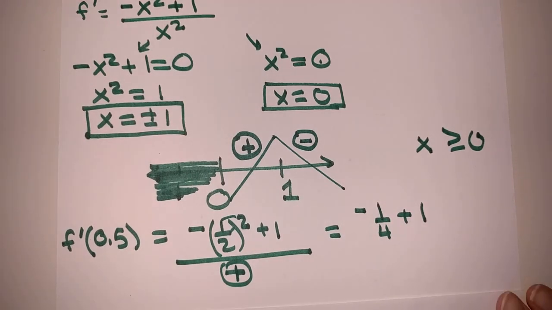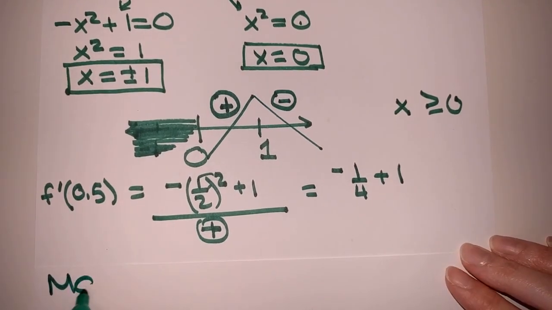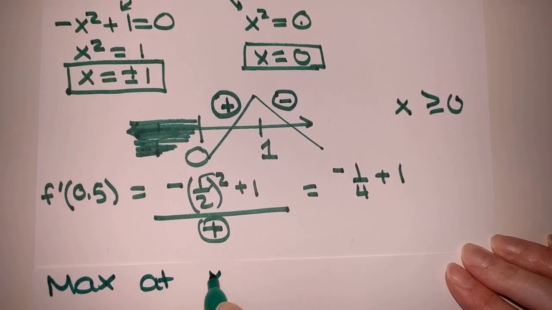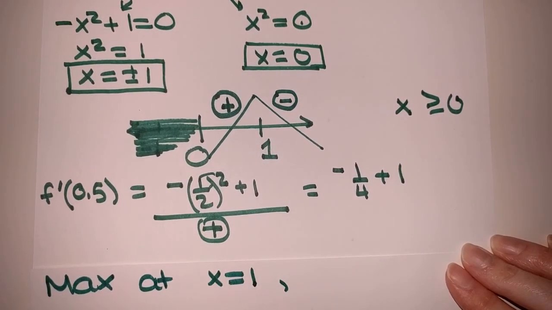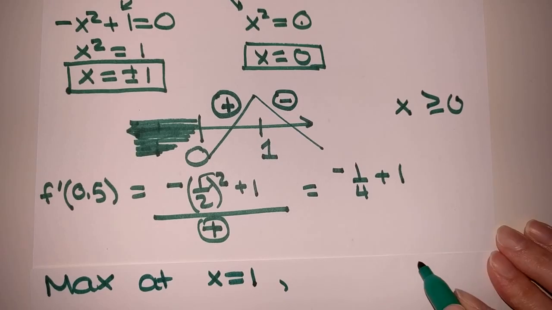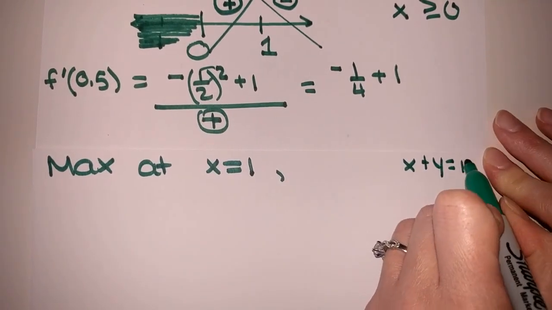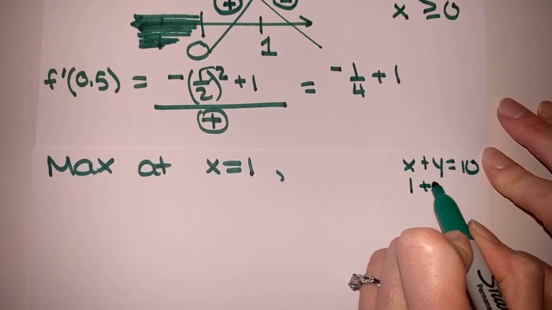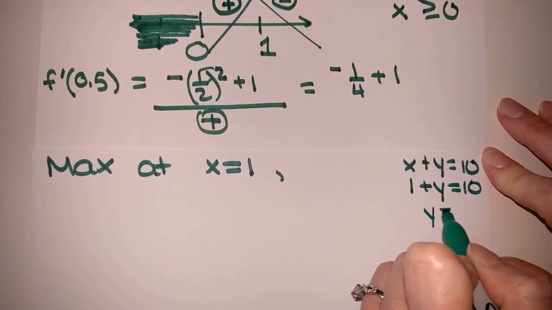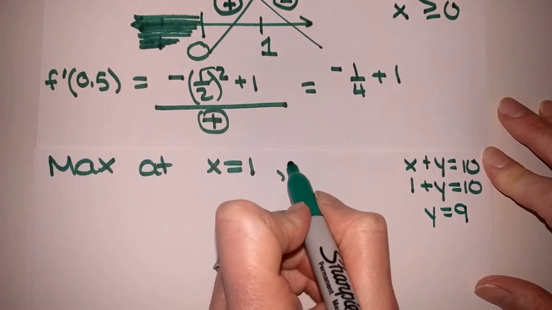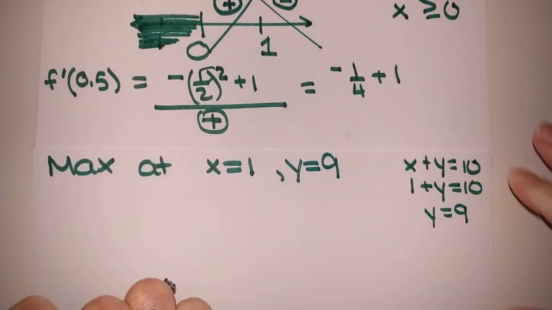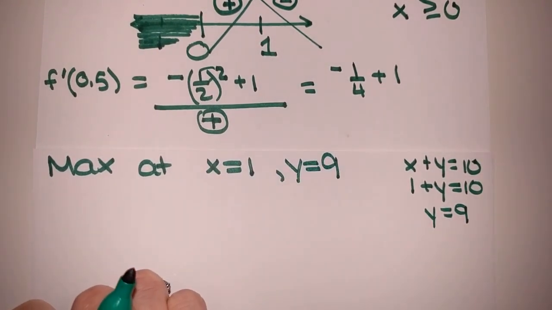All right, so what we need to do here is we need to say that there is a max at x is equal to 1. To find out our corresponding y value, we go back to our constraint, which was x plus y is equal to 10. If I plug in x is equal to 1 here, that tells us that y is equal to 9. So it's a max at x is equal to 1, y is equal to 9.